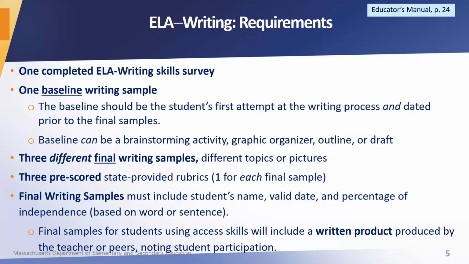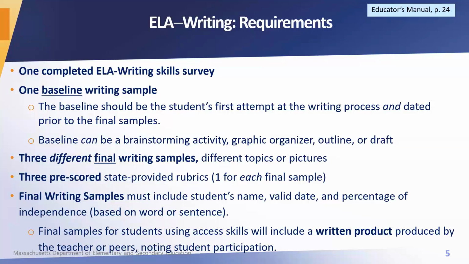So you want to show their best work. Then you want to give us 3 pre-scored state-provided rubrics, which I'll show you. You're going to have 1 for each sample. And also, you want to have those 3 final writing samples include all the information that we've talked about on every piece of evidence. We want the student's name, a valid date, and in this case for writing, we want the percentage of independence. That's what we're looking for on this one.